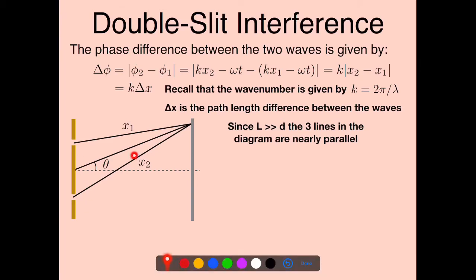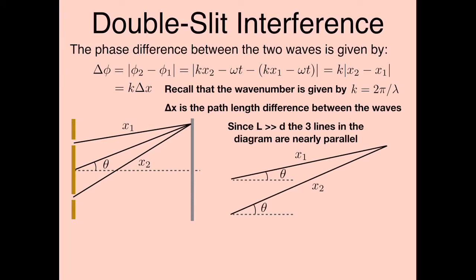And these three lines that we see on the diagram are almost parallel to one another. So because of that, let's take this picture and just draw the two lines for x1 and x2. Again, in reality, those two lines are going to be nearly parallel to one another, so we can show them as making the same angle theta with respect to this horizontal line shown here and here. So we want to find out what delta x is. What is the extra distance that the wave coming out of slit number 2 has to travel compared to the wave coming out of slit number 1?